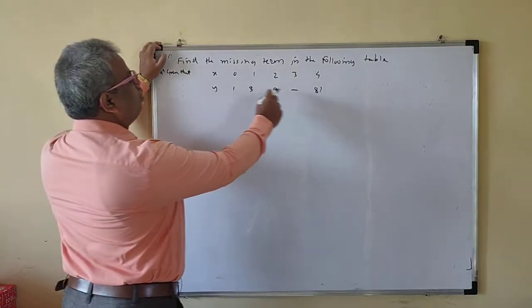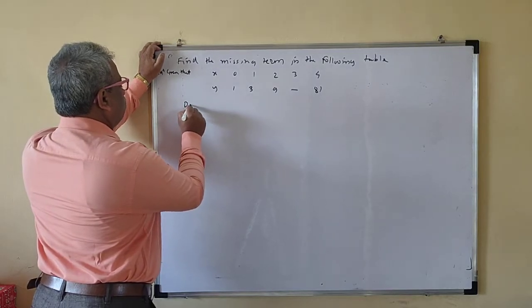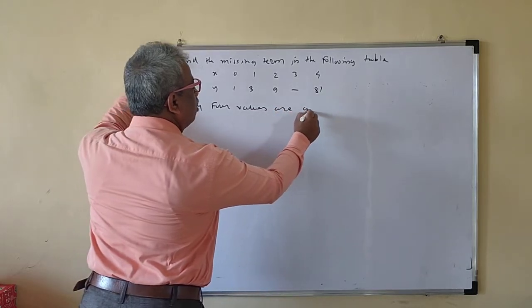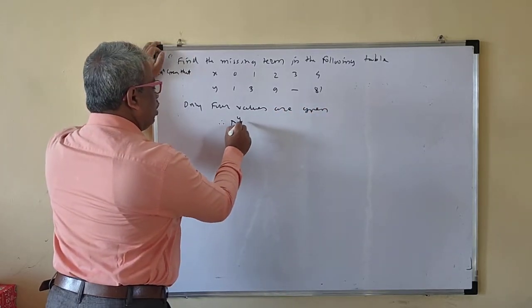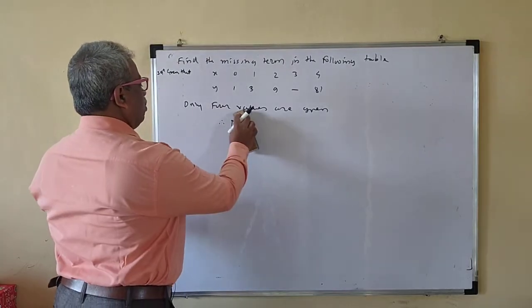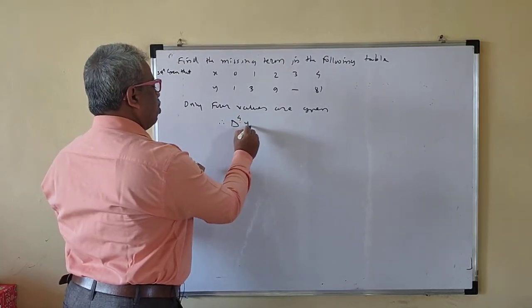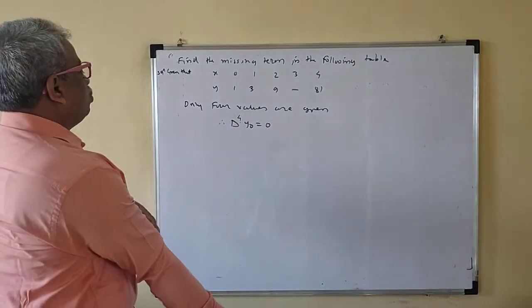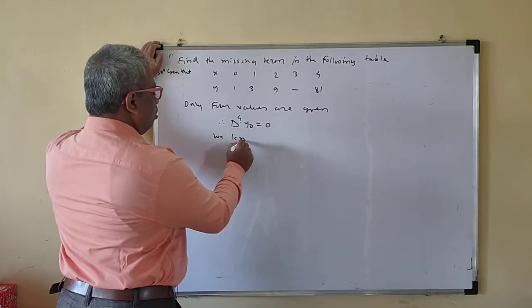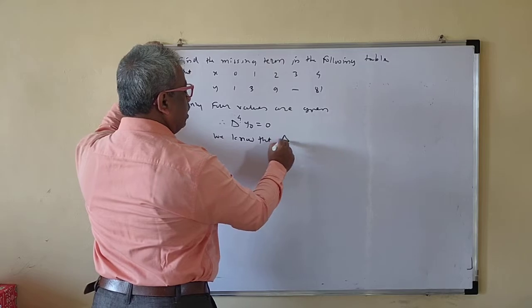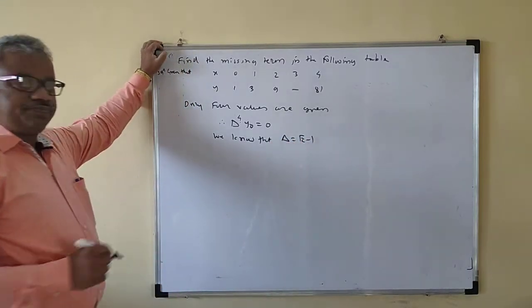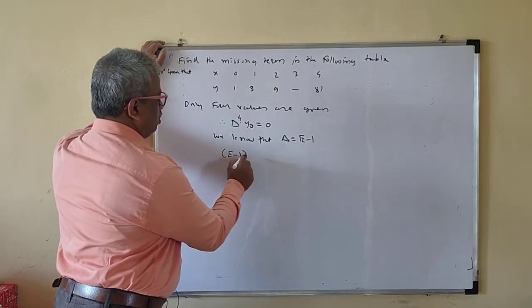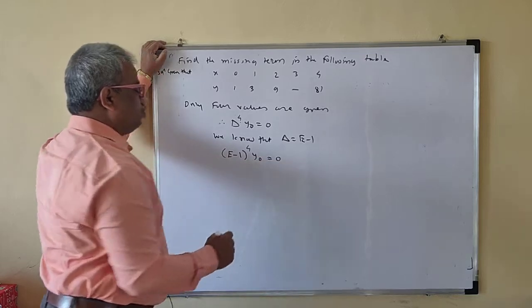Now here only 4 values are given. So therefore del to the power 4 y naught is equal to 0. Del to the power 4 y naught is equal to 0. But we know that delta is equal to E minus 1. So therefore (E minus 1) raised to 4 y naught is equal to 0.